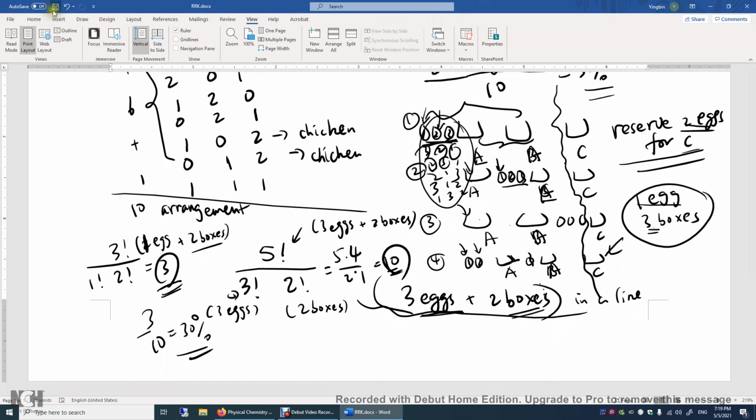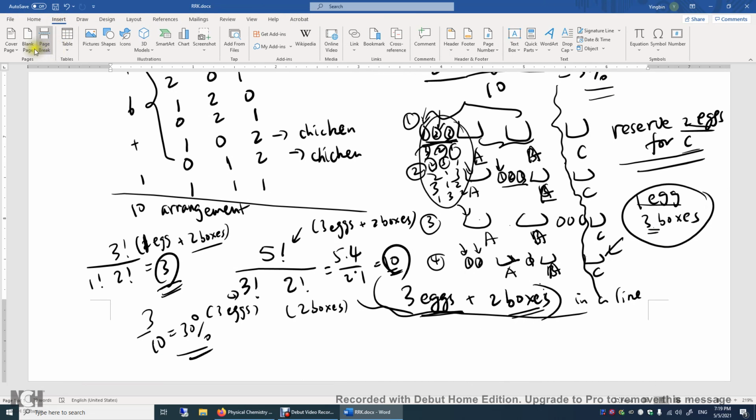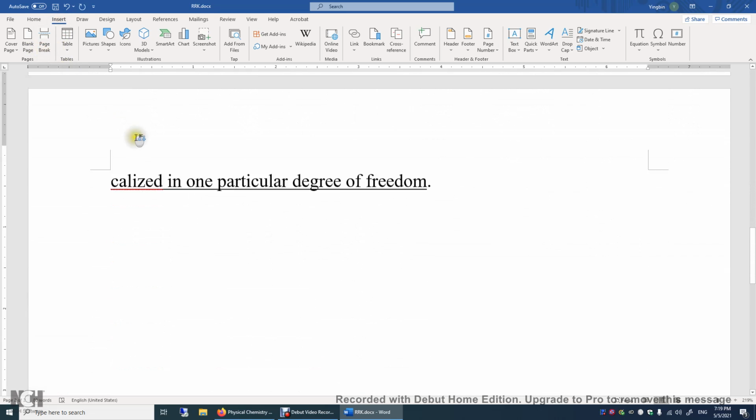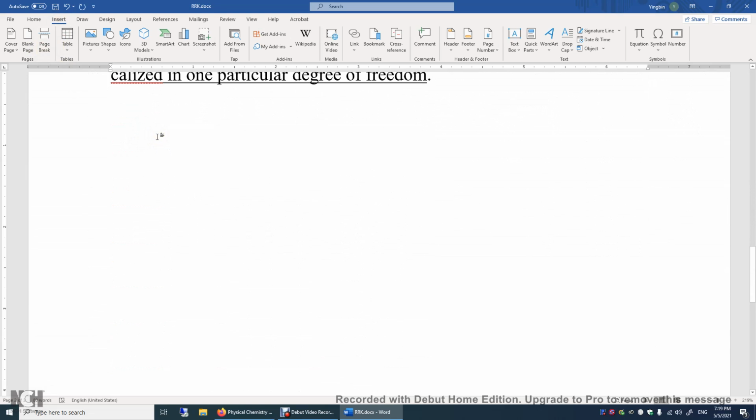Now, actually, I want to give you one more example. So in this case, I'm going to increase the number of eggs. Let's say we have 4 eggs in 3 boxes. All right, 4 eggs in 3 boxes. So again, if you are trying to make the table, you're going to see it's going to be more tedious.